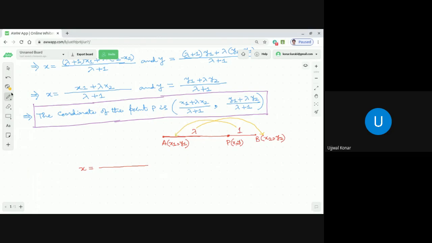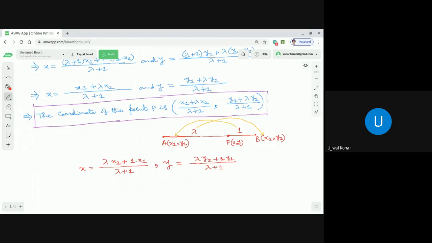Okay, so what we can write is that x = (lambda into x2 plus 1 into x1) divided by (lambda plus 1). And similarly, we can find y in the same manner: y = (lambda into y2 plus 1 into y1) by (lambda plus 1). So this is the technique to remember.